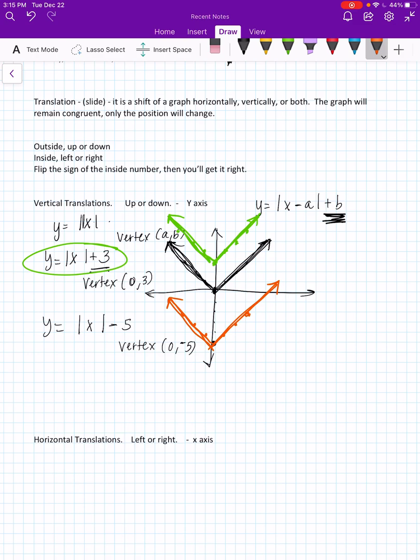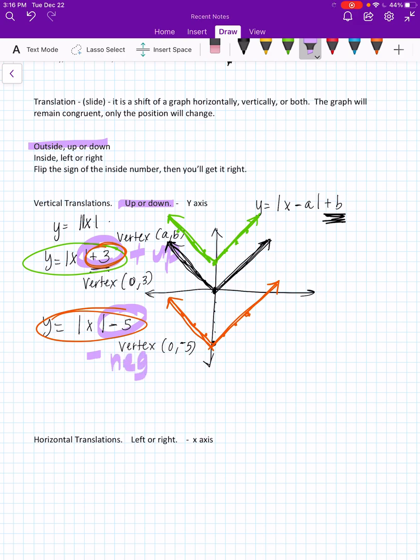So now if I go back to the song, notice that these numbers are outside. Outside, it moves up or down. Notice it moved up on the y-axis or it moved down on the y-axis. It moved up when it was positive, and it moved down when it was negative.